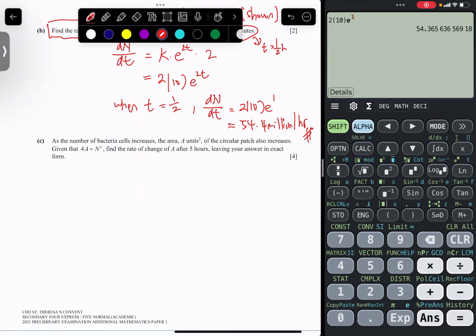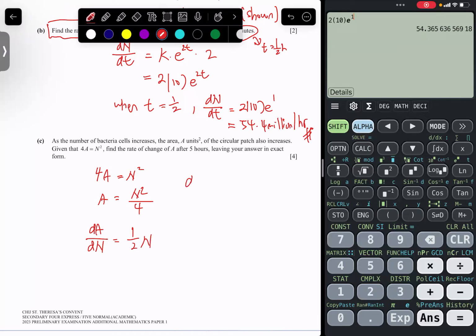As the number of bacterial cells increases, the area of the circular patch also increases. Given that 4A equals N squared, find the rate of change of A after 5 hours, giving your answer in exact form. So 4A equals N squared, A equals N squared divided by 4. When we want to differentiate, the left-hand side always has to be a singular term. So dA/dN is equal to half N.